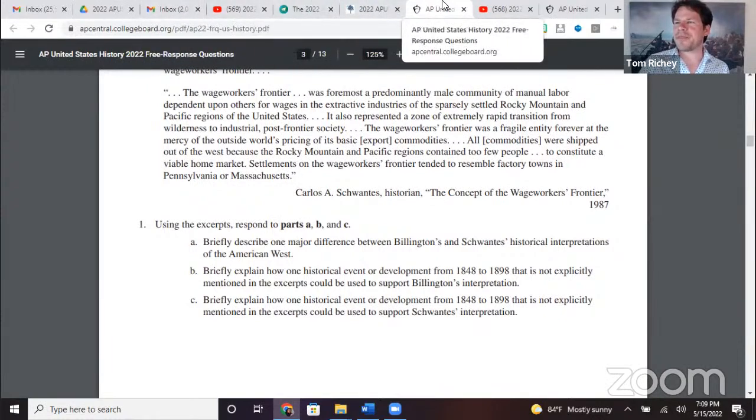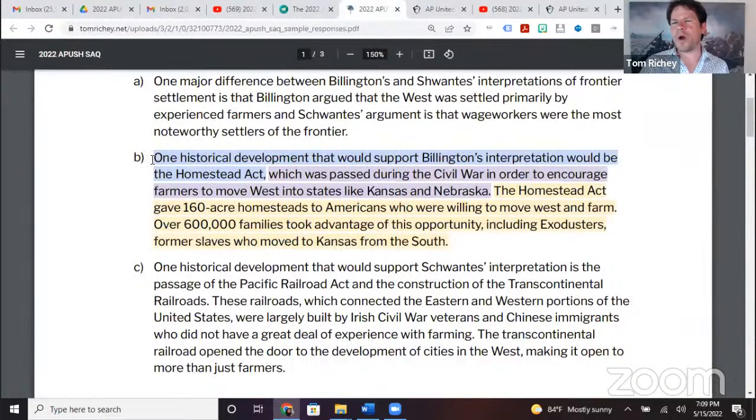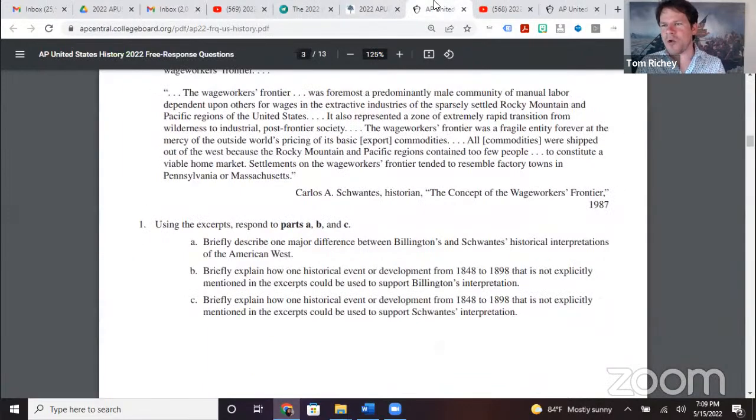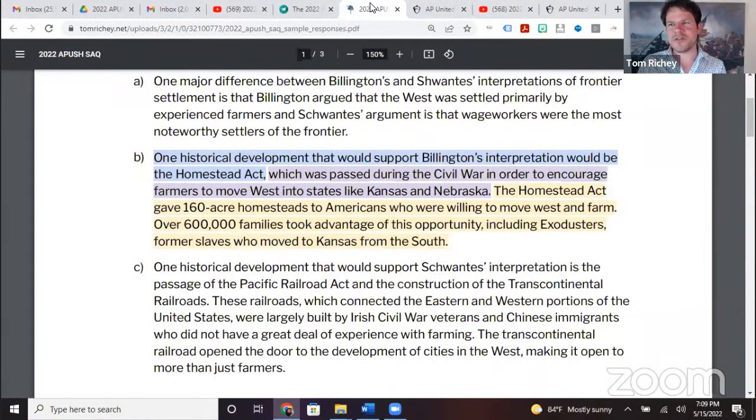So usually the format that I use there is thinking in terms of one historical development that would support Billington's interpretation, which would be the Homestead Act. Now, we've got to explain; we can't just identify. So it was passed during the Civil War to encourage farmers to move west into states like Kansas and Nebraska. But it says explain, so I would not stop here in the purple. I would keep going. The Homestead Act gave 160-acre homesteads to Americans who were willing to move west and farm. Over 600,000 families took advantage of this opportunity, including exodusters, former slaves who moved to Kansas from the South.